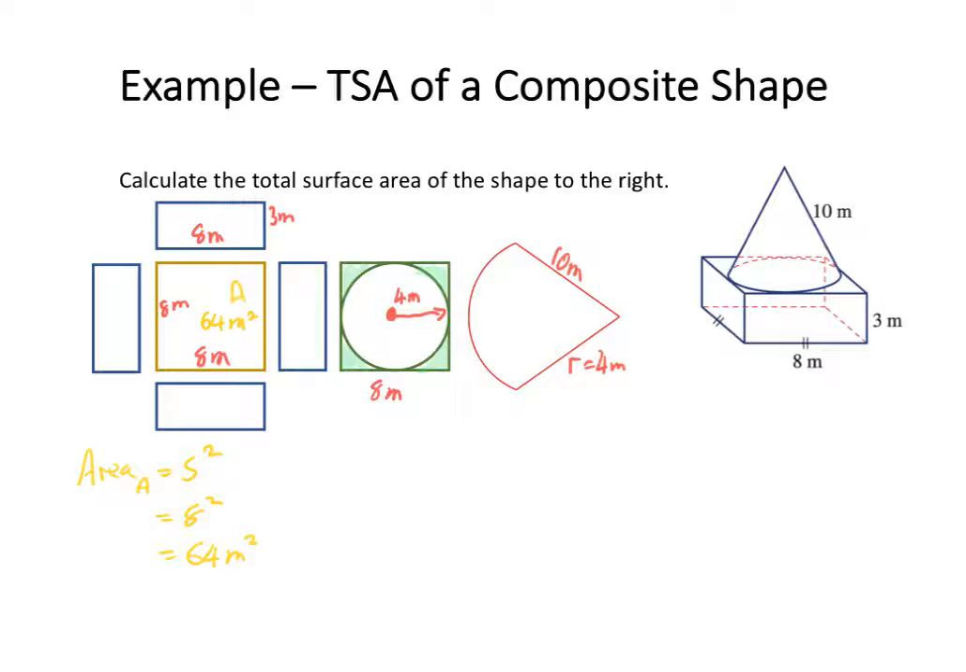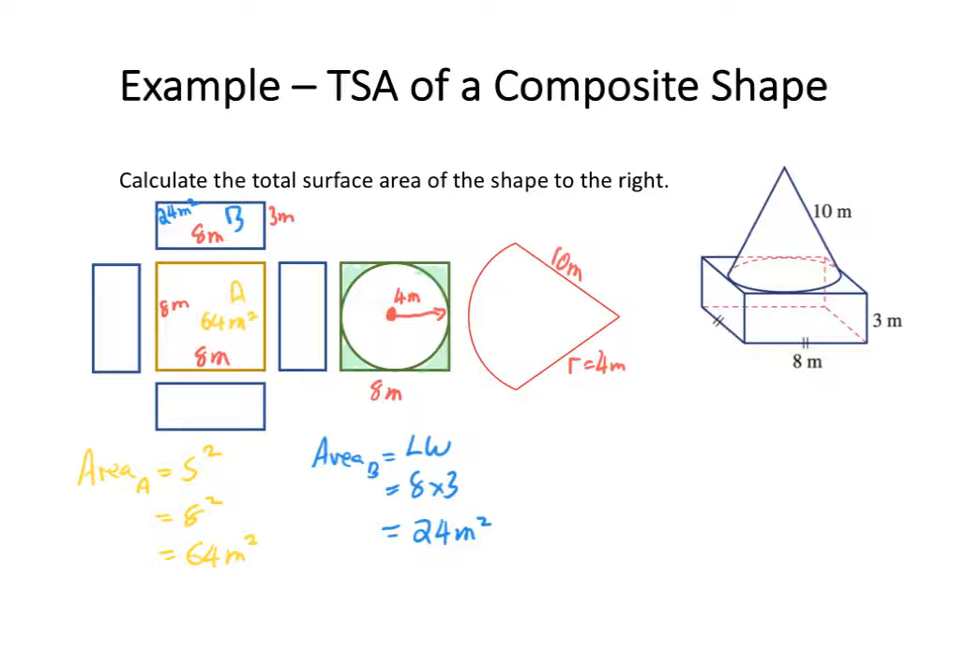Next, I'm going to move on and calculate the area of the rectangles. I'm going to call the rectangles B. So the area of B is going to equal length times width. So substituting in those values, it's going to be 8 times 3, which is equal to 24 meters squared. So I'm going to add in 24 meters squared.